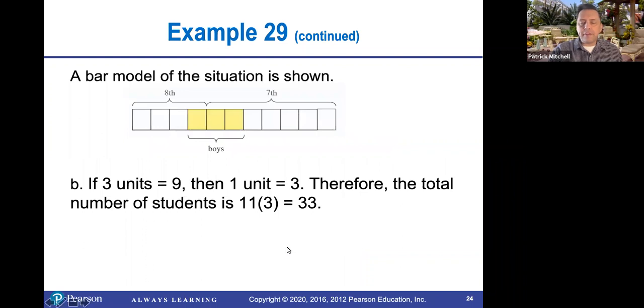All right, and then for the second question, it said if there are 9 boys at the meeting, how many students are there total? So if 3 units in the diagram represents 9 boys, then 1 unit represents 3 boys. Therefore, the total number of students is 11 times 3, which is 33.